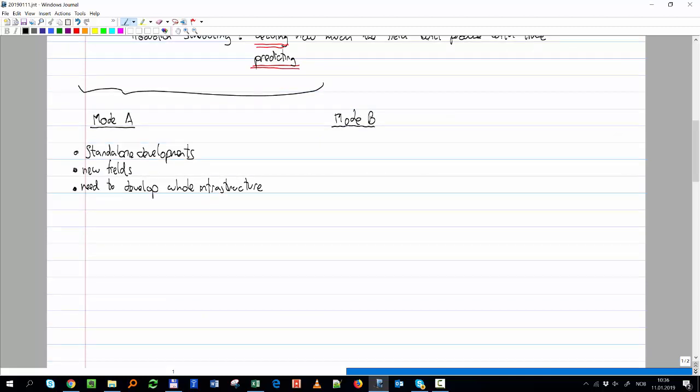And mode B, when do I use mode B? Mode B, I typically use for what I call satellite fields. Fields that are satellite to an existing field, or are producing to an existing field, and are using existing facilities. And typically, these are from a neighboring field. And the idea here, most of the time, the intention behind that is to produce as much as possible, as early as possible.